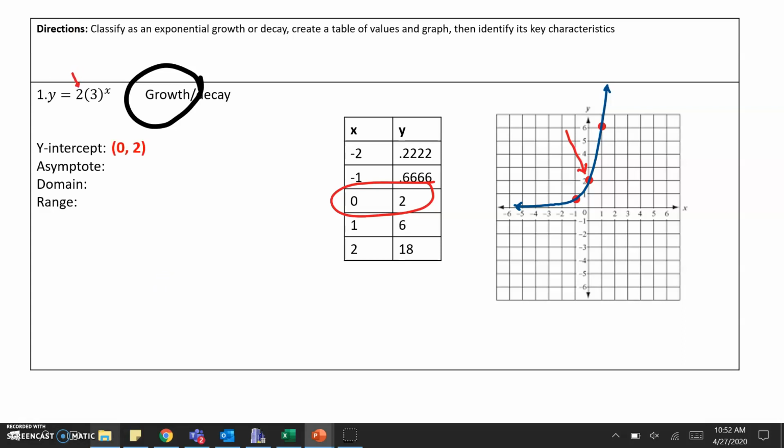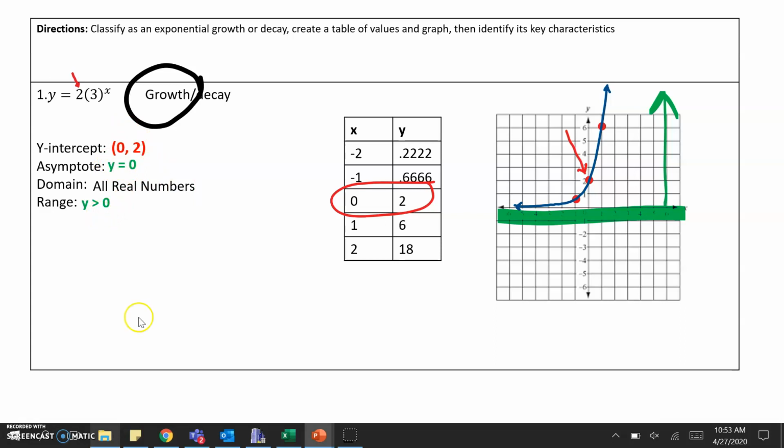The asymptote, I told you it's not changing today. It's where it flattens out here, and that's at the x-axis. So my asymptote is y equals 0. The domain, all real numbers. Hopefully at this point you realize this isn't changing either. And the range is all the numbers above the asymptote, which means they're above 0. Y is greater than 0. Make that connection. If the asymptote is 0, the range is greater than 0.